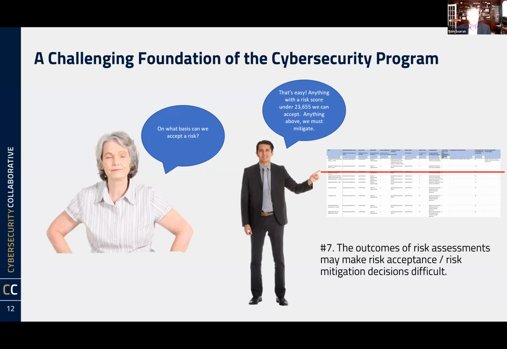The quantitative sounds very appealing, and it is. It also takes a bit more work to make happen. And in the good, better, best model, it's probably more toward the best side. It may not be something the companies have right away.